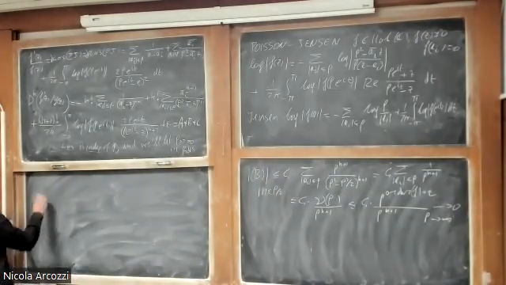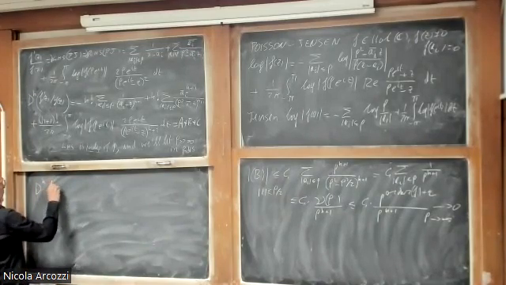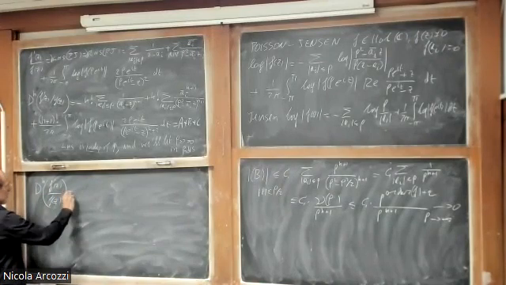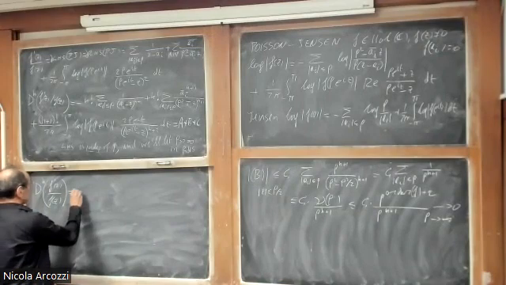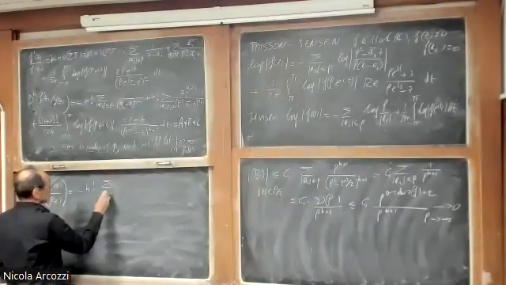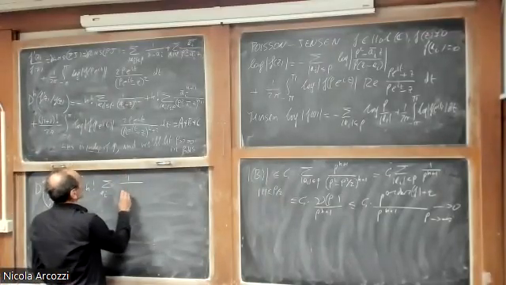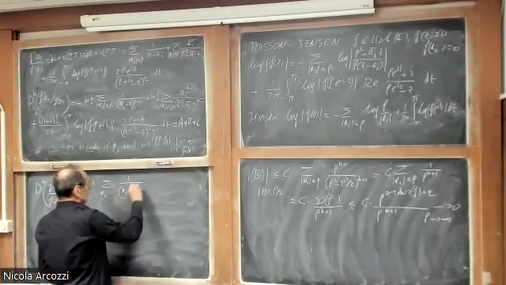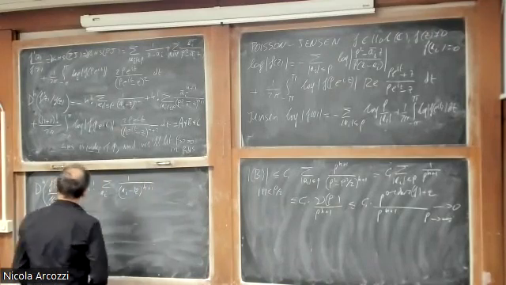So in the end, we have shown that the h derivative of that is equal to minus h factorial and the sum over all possible zeros of 1 over a_i minus z to the power h plus 1.